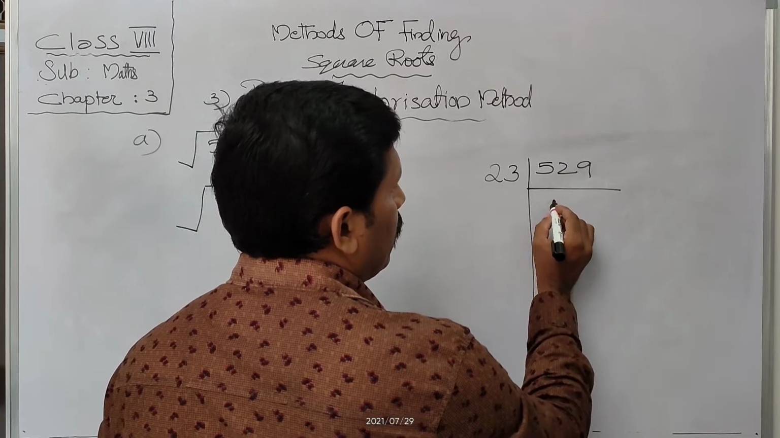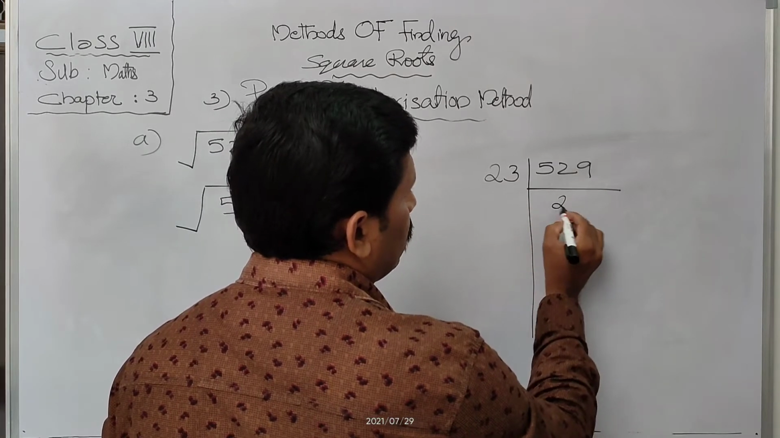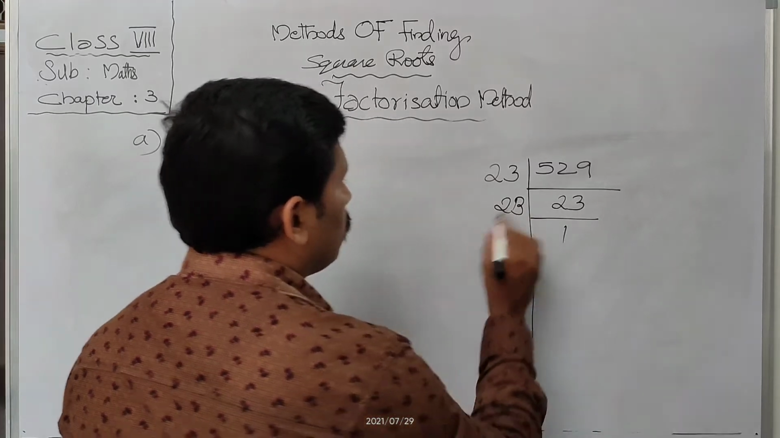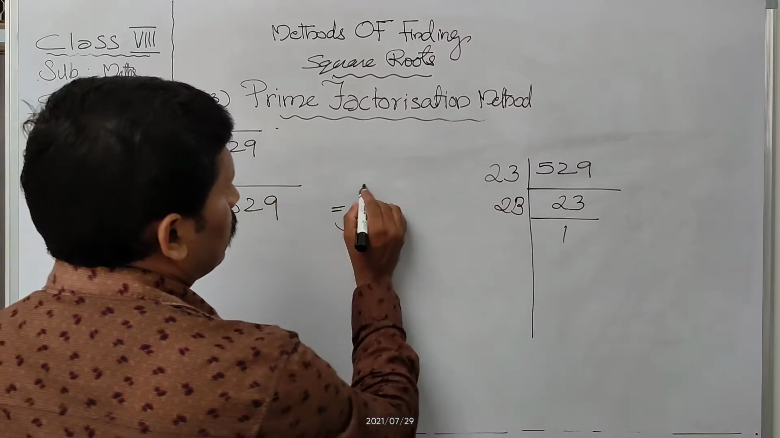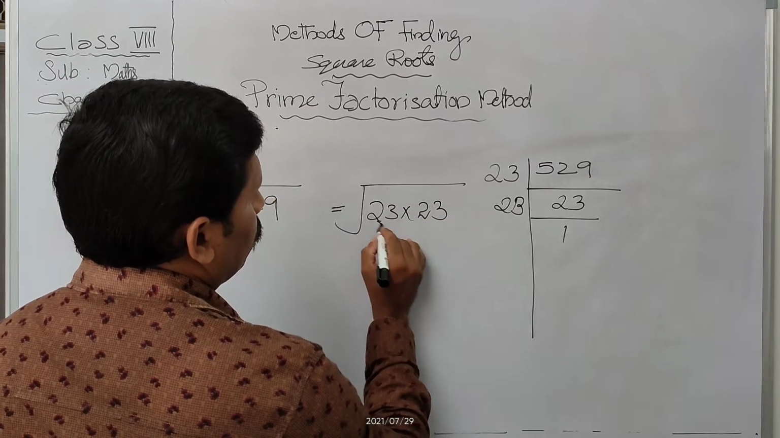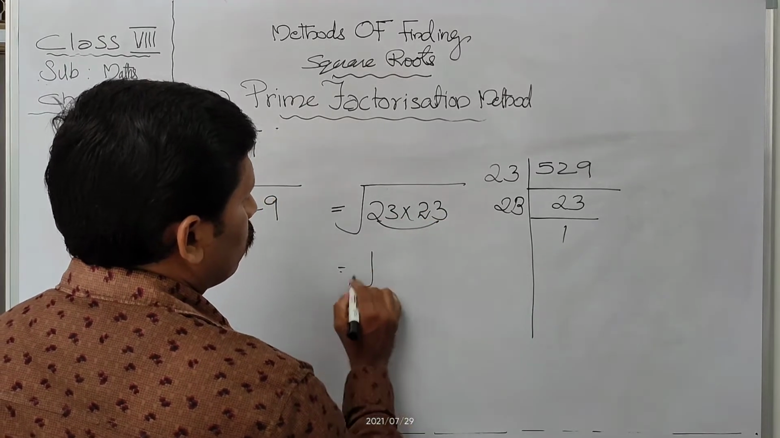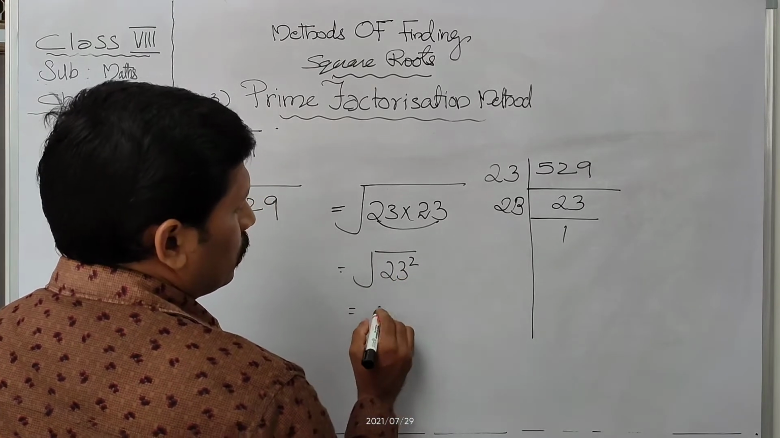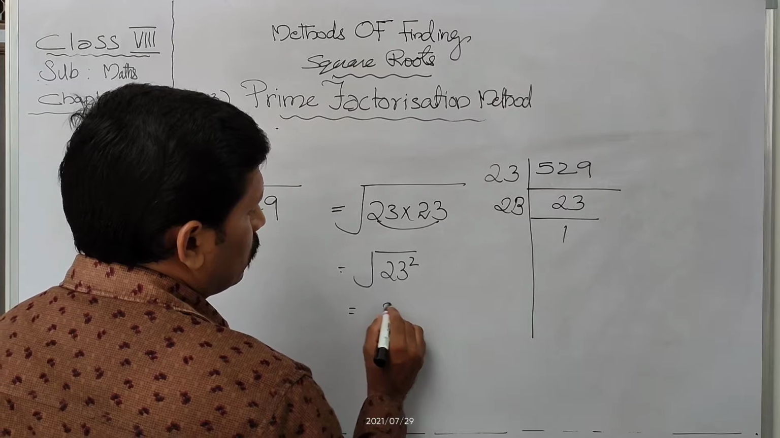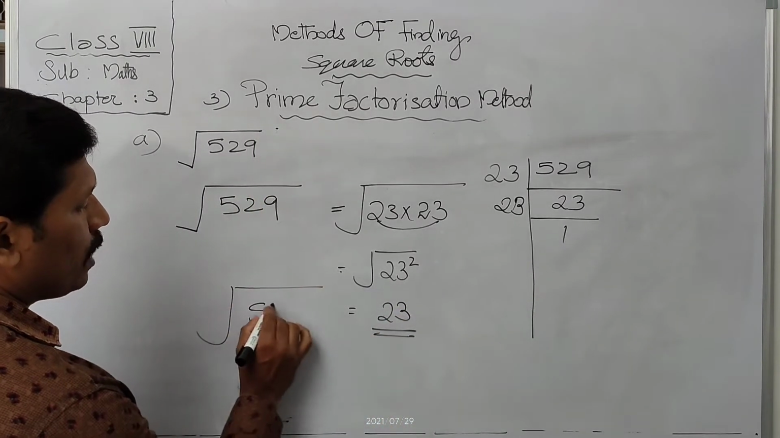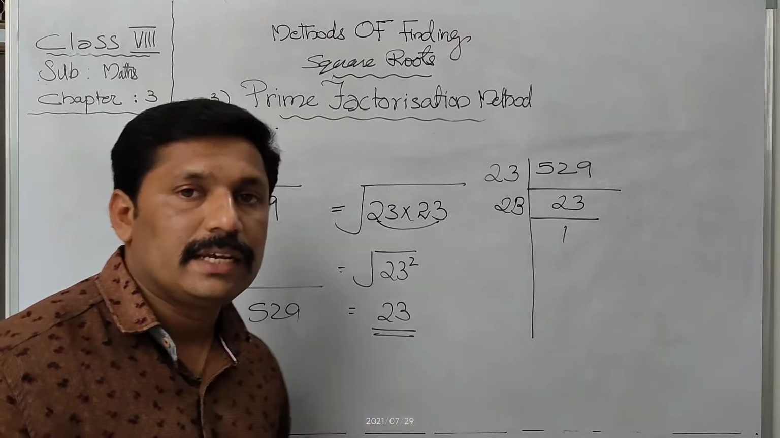So we divide by 23. 23 times 23 is 529. So here the factor is 23. We write it here as 23 into 23. Here we can take the group, and then root of 23 squared is equal to 23, we take one 23 from this. So the root of 529 is equal to 23.